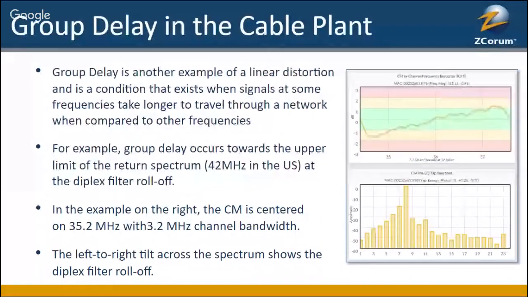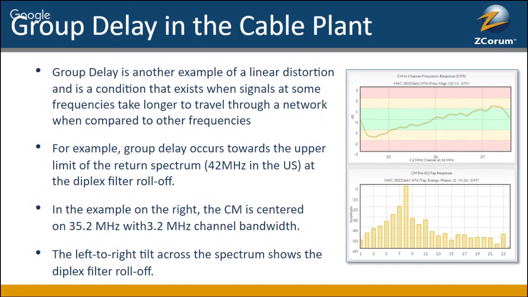Okay. So essentially, group delay is a linear impairment, and it causes intersymbol interference, which degrades the bit error rate. So essentially, what is it? Group delay is when signals at certain frequencies take a lot longer to get to their destination than other frequencies. So basically, we're talking about time, right?